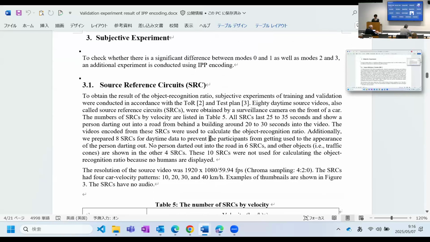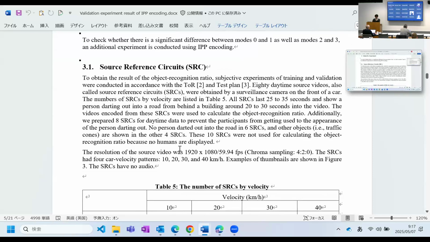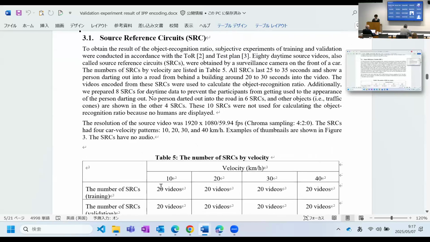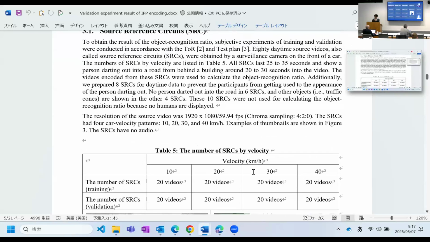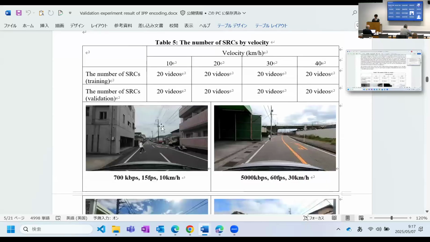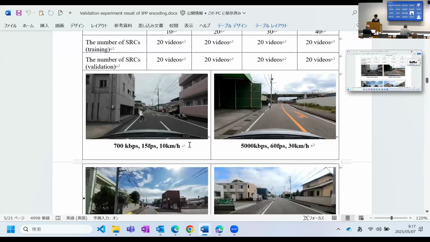We used 80 data messages recorded by a surveillance camera mounted on the front of the car. These SRCs have 4 velocity patterns from 10 km per hour to 14 km per hour, with 20 videos per velocity for both training and validation sets, as shown in this table. The table also shows examples of thumbnails.